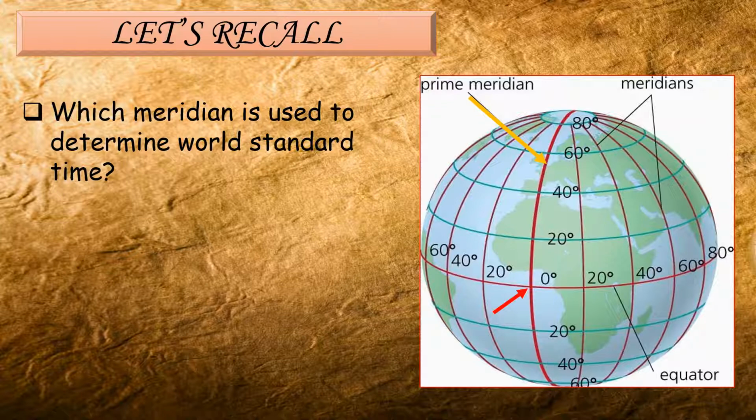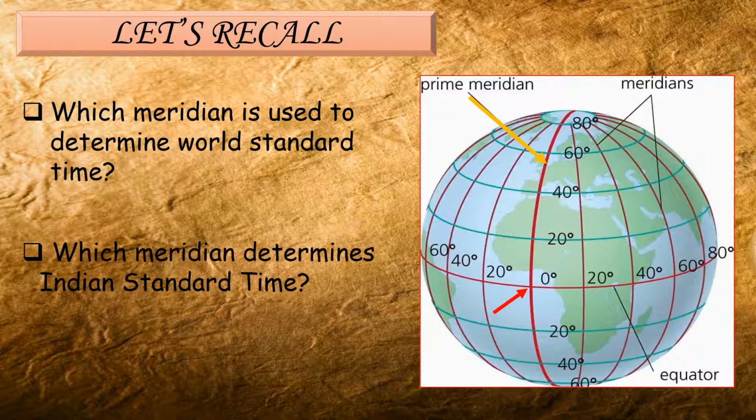Now let's go for the next question: which meridian determines Indian Standard Time? Our next question is, which meridian determines Indian Standard Time? Again in this image you can see meridians. As you can see here, 0 degree meridian, 20 degree, 40 degree, 60 degree, even you can see 80 degree. All these lines are known as meridians. Let's take one example. We call it a 20 degree meridian, 40 degree meridian.